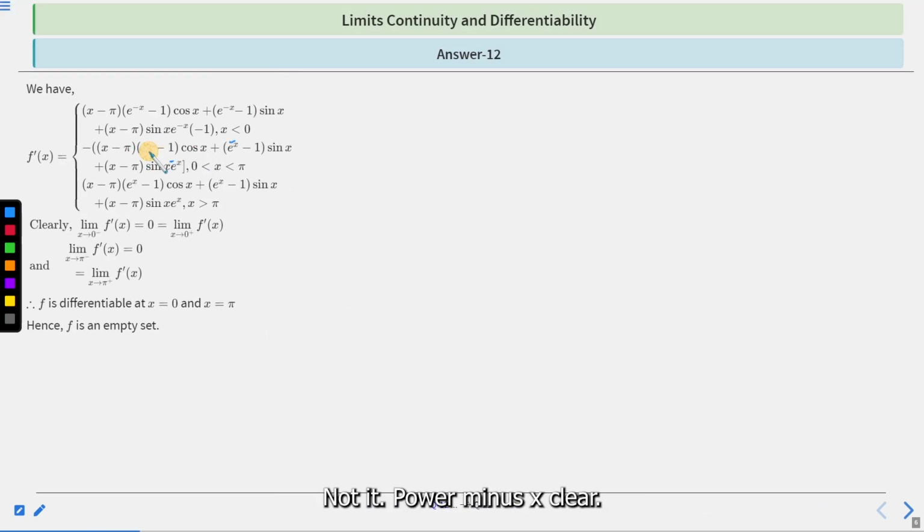Not e to the power minus x. Clear? So everywhere it is e to the power x. Now, when x is greater than pi, again we can use the product rule, and the differentiation will be (x minus pi) into e to the power x minus 1 into cos x, plus e to the power x minus 1 into sin x, plus (x minus pi) sin x e to the power x. Clear? Now, we can calculate the limit x tending to 0 minus of f dash x.